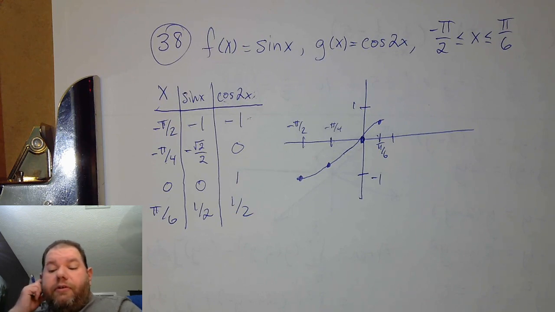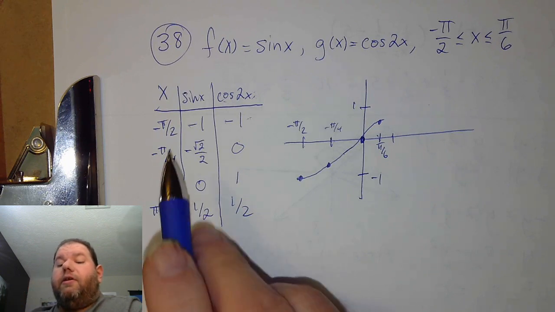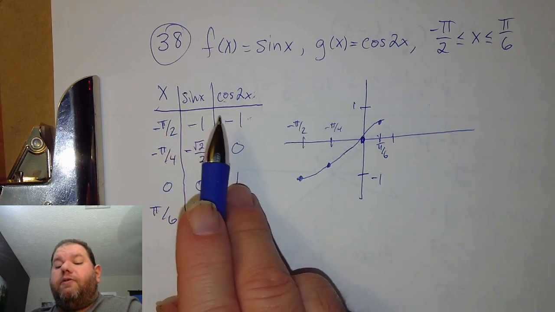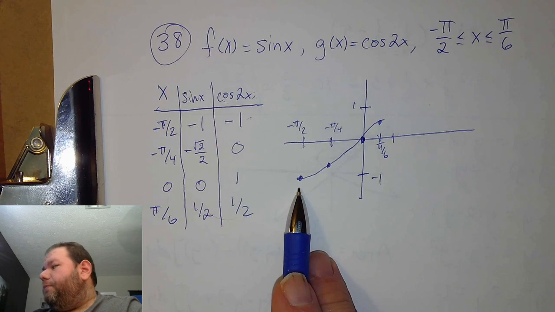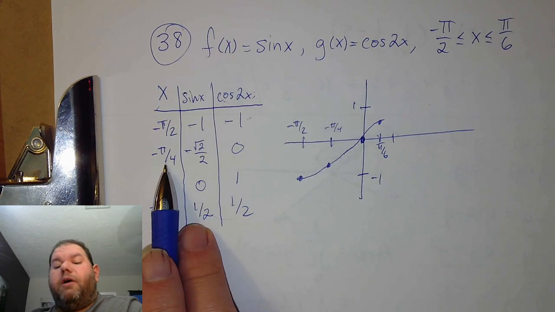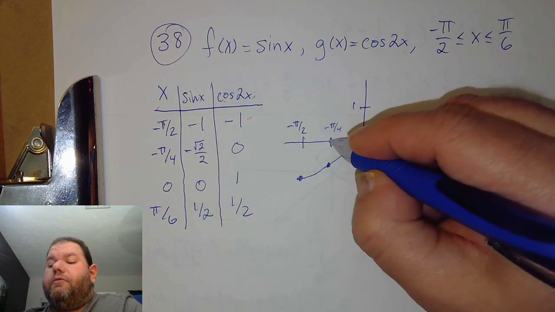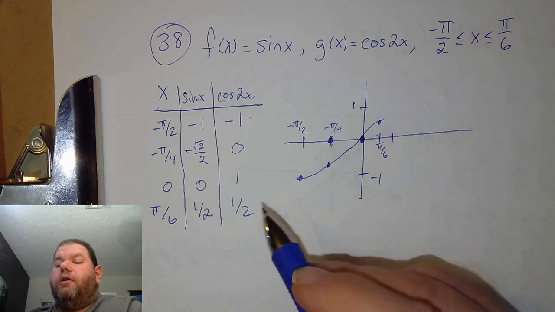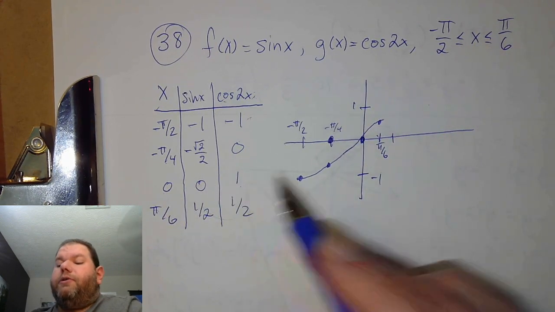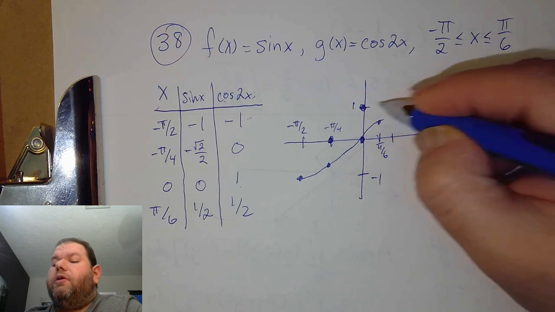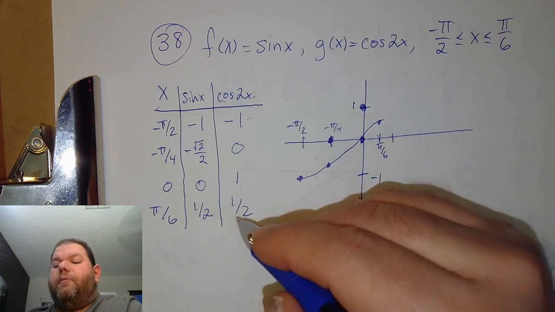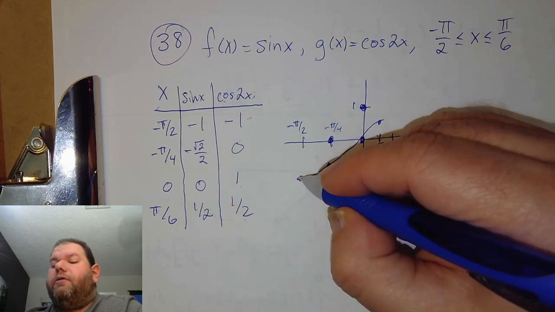But then we look at the other graph, cosine of 2x. We have a coordinate of negative pi over 2, negative 1, which is here. Negative pi over 4, comma 0. 0, comma 1. And pi over 6, comma 1/2. So we come back here.